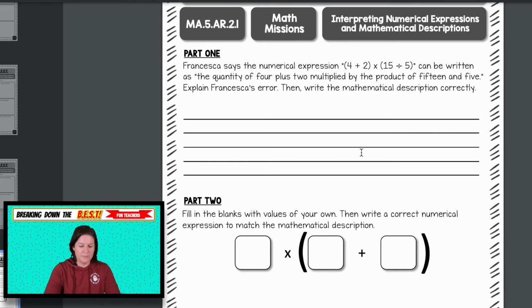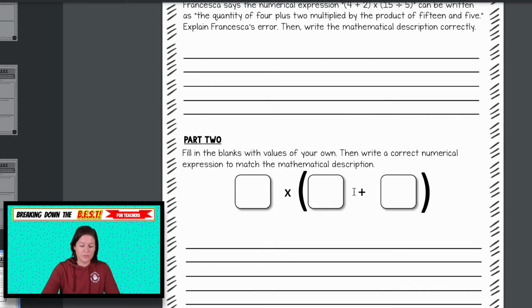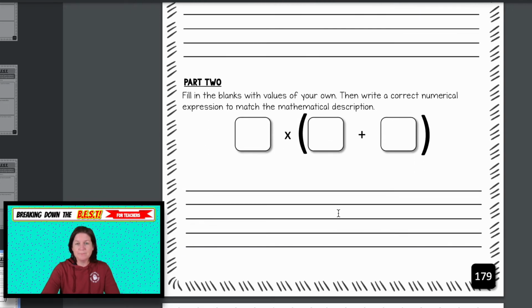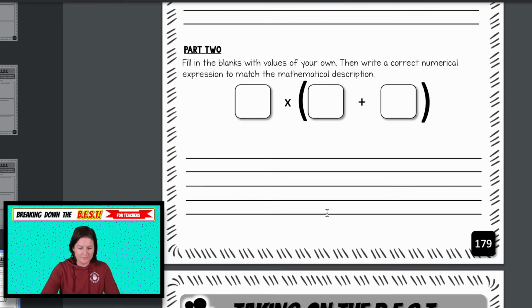Here is your math mission. It says, Francesca says the numerical expression, right here, can be written as the quantity of 4 plus 2 multiplied by the product of 15 and 5. Explain Francesca's error, then write the mathematical description correctly. And then part 2, fill in the blanks of your own, then write a numerical expression to match the... actually that should say, then write a mathematical description to match your numerical expression, but that's okay. I can go back in and fix that.